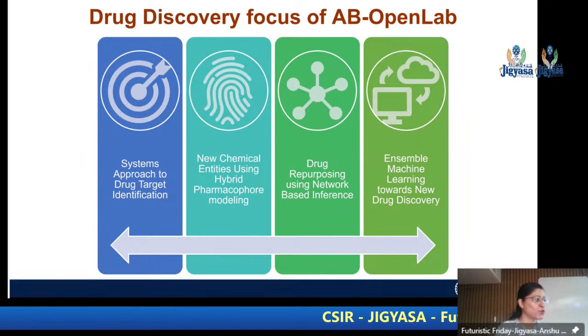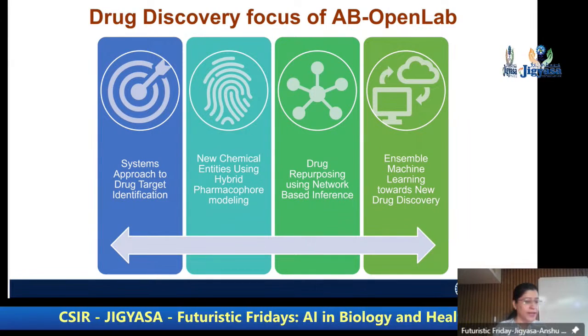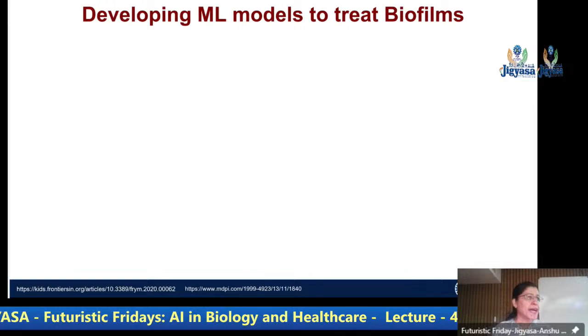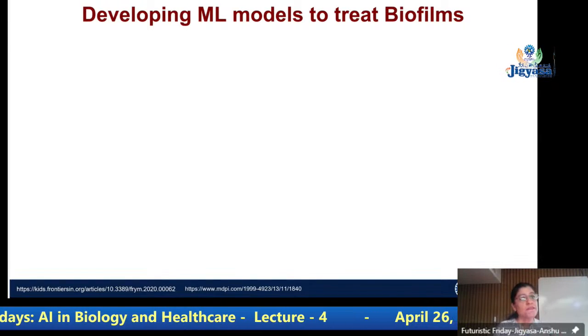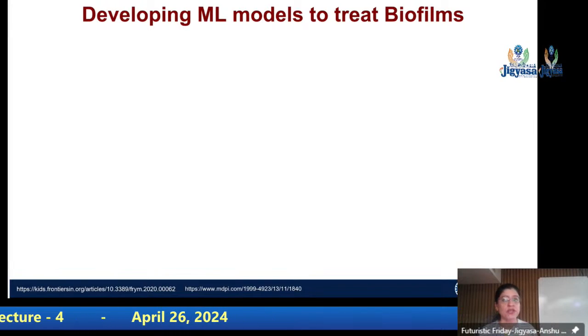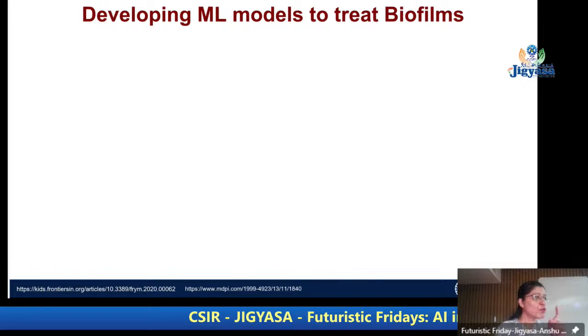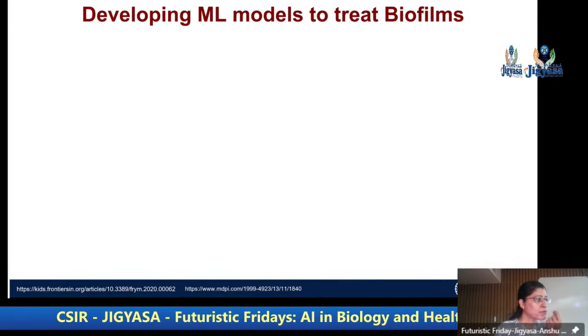I don't really say we do genomics, we do drug discovery. We do everything that can make a difference and help you learn. All right. So what we do in our lab, I'll just give you one example. We also develop ML models. And one of the most important machine learning models we have developed is to treat biofilms. What are biofilms? That's the first question. So how many of you have had dental plaque at some point?